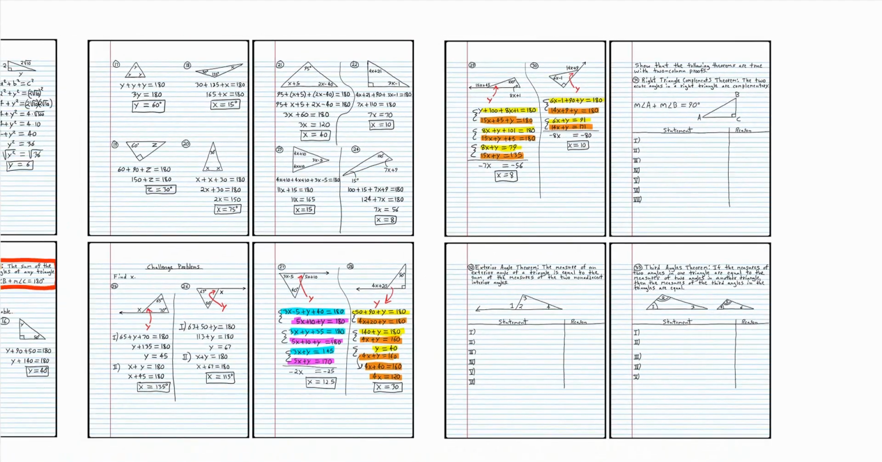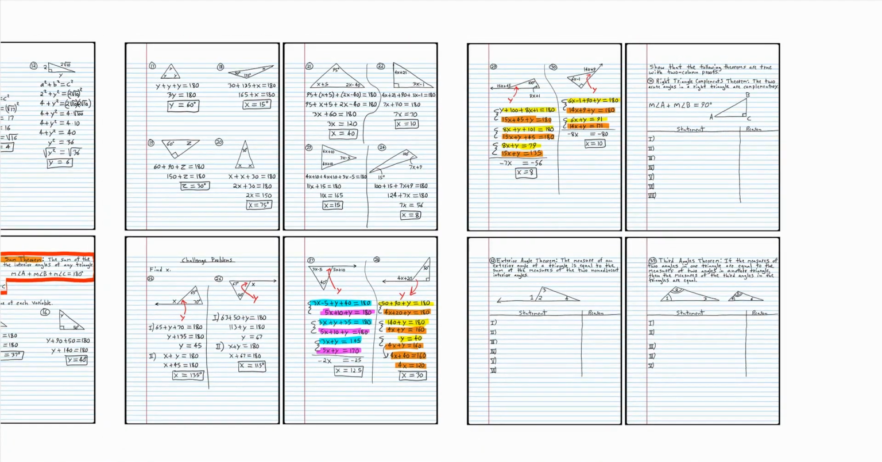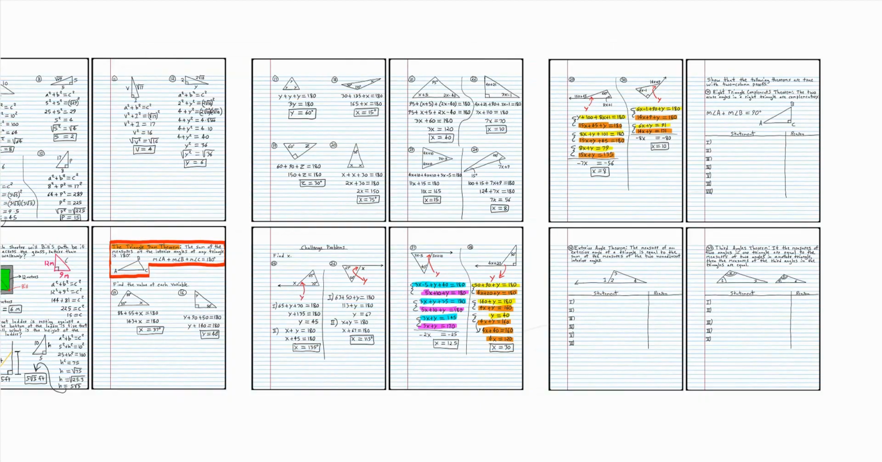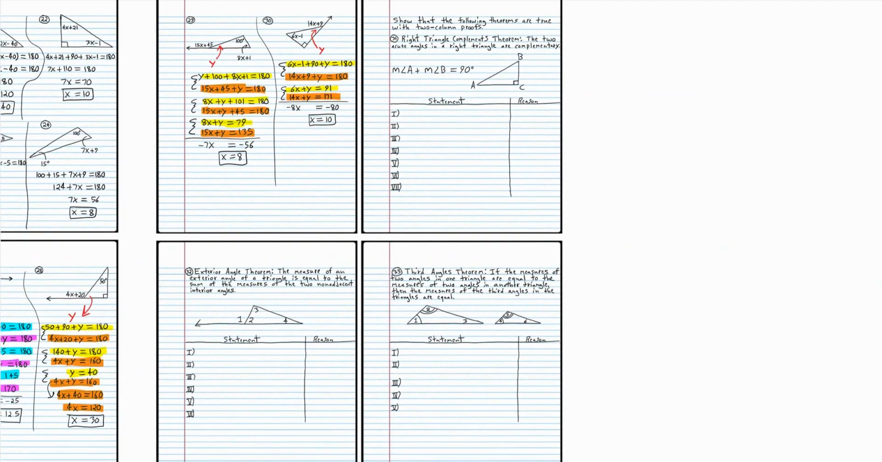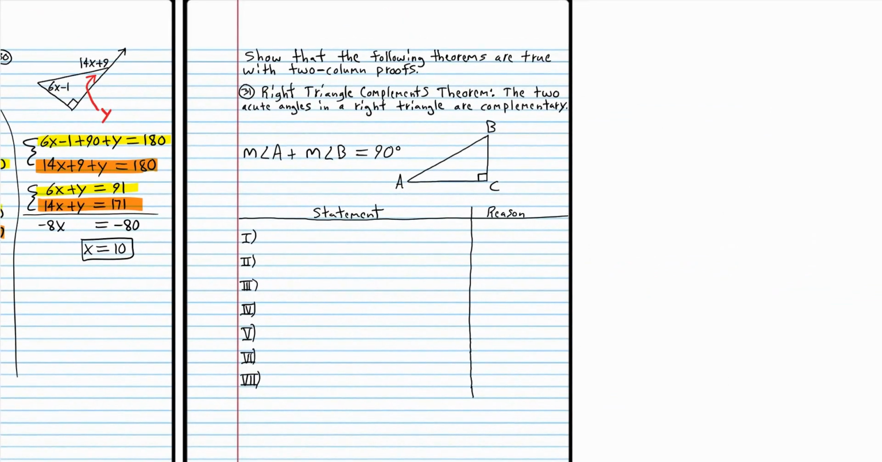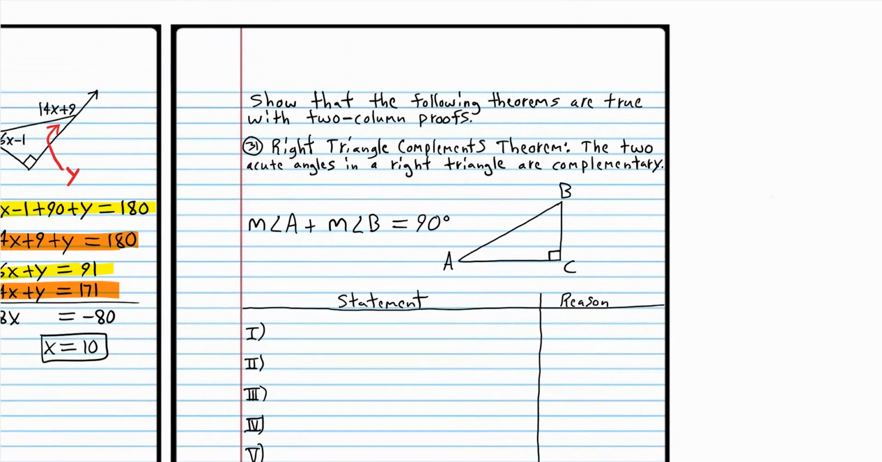And we're just going to do a few proofs. We're going to do 3 proofs just to finish out the day, and then we're going to be done with the class. It's always good to review 2-column proofs. Show that the following theorems are true with 2-column proofs. So you should know proofs pretty well by now.